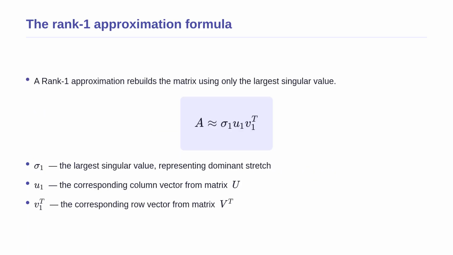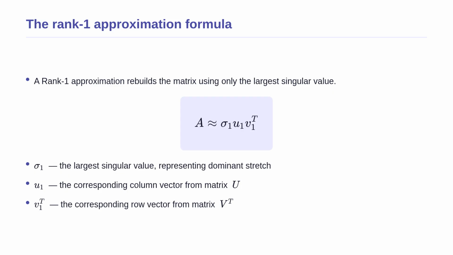This brings us to the mathematical formula for compression, known as a rank 1 approximation. Instead of rebuilding the matrix with all its pieces, we rebuild it using only the single largest singular value. In this formula, A is approximately equal to sigma 1 times U1 times V1 transpose. Sigma 1 is the largest singular value, representing the dominant stretch.